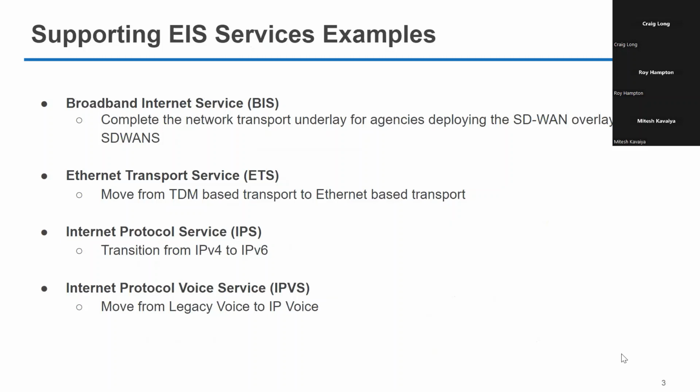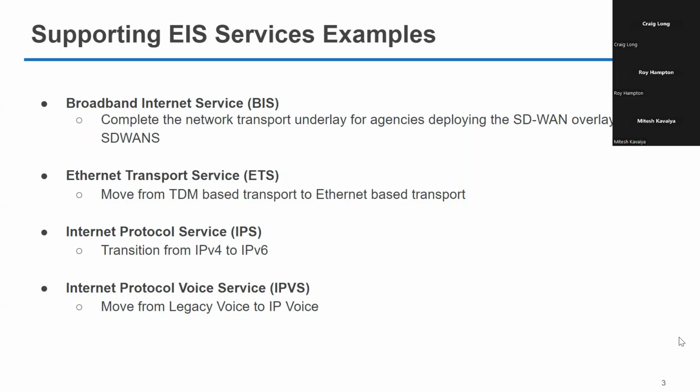Supporting EIS service examples, we realize that you're not just going to go from a legacy network implementation directly to a new TIC 3.0 solution environment. There are a couple of activities that should be done to help move from a legacy network to a more modern network that incorporates TIC 3.0 solutions. For example, using EIS Broadband Internet Service, BIS, will complete the network transport underlay for agencies deploying the SD-WAN overlay using the software-defined wide area network service. If you're currently using TDM-based transport, Ethernet Transport Service, ETS, will help you move to Ethernet-based transport.